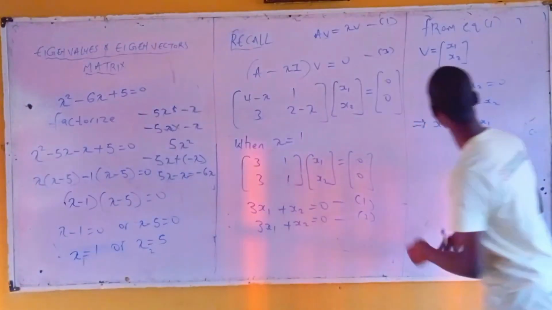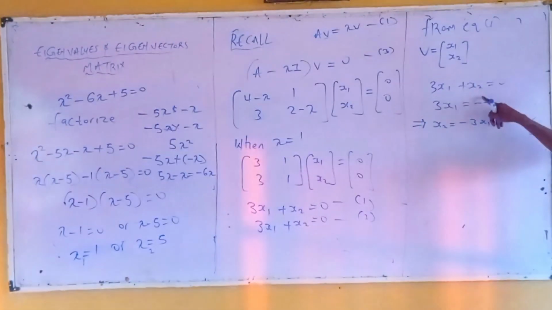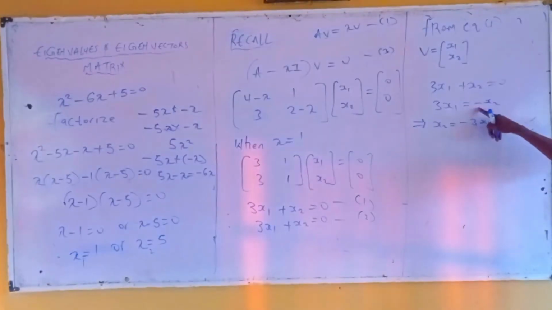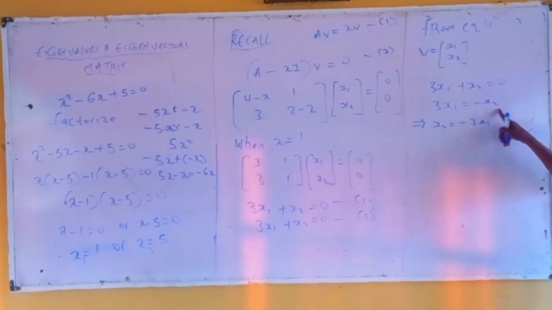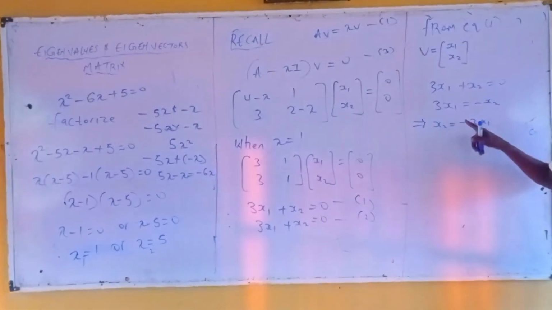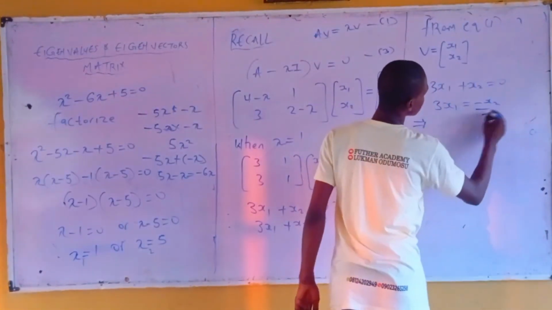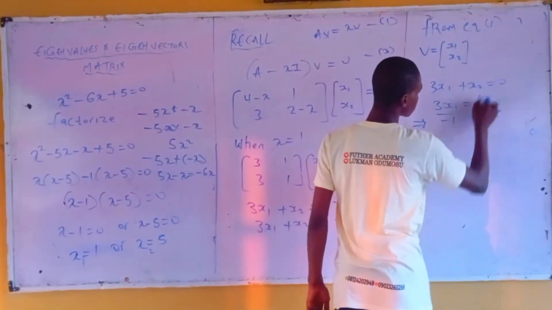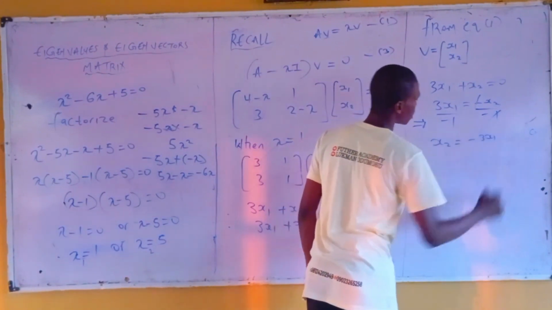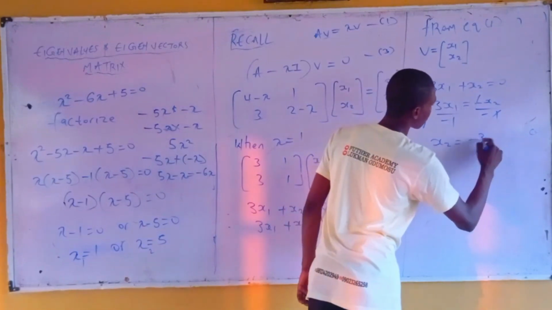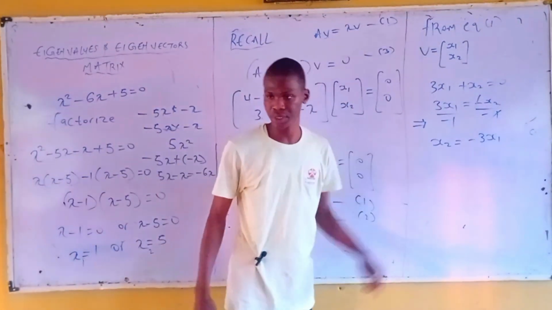From equation 1 here, this is it, right? Then this x2 going to the other side turns negative. Minus will go to the other side, it's just like dividing both sides by negative 1, so this cancels this. Then you have x2 equals negative 3x1. Any question on that?